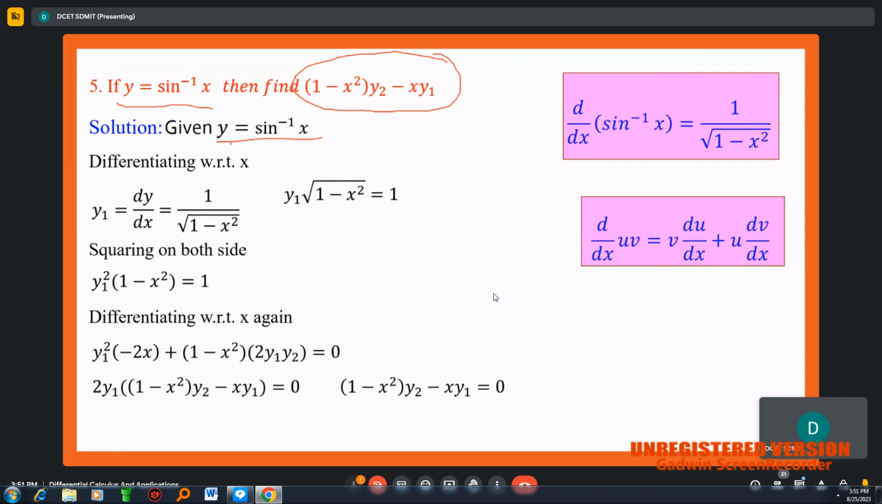First we have to differentiate this one with respect to x. Differentiate with respect to x means dy by dx. Differentiation of y is what? dy by dx equal to, what is the differentiation of sine inverse x? That is 1 divided by square root of 1 minus x square. Already we know this. This is a standard function. Differentiation of sine inverse x is 1 divided by square root of 1 minus x square.